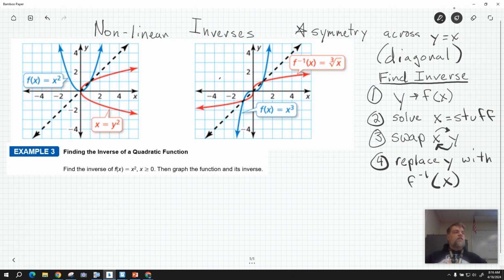So let's go over that again. To find the inverse, the first thing I'm going to do is plug in y for f of x. Next thing I'm going to do is solve for x equals some stuff. Then I'm going to flip-flop or swap the x and y's. Wherever there's an x, I plug in a y. Wherever there's a y, I plug in an x. Last step, we're going to get y equals something. So we're going to replace that y with the f inverse notation, and that's pronounced f inverse.